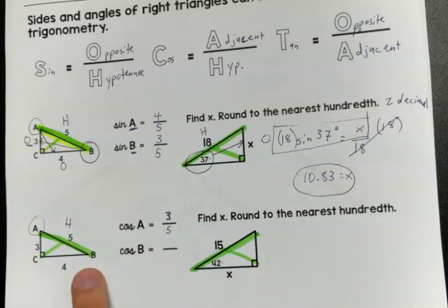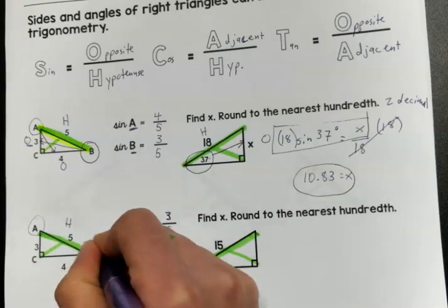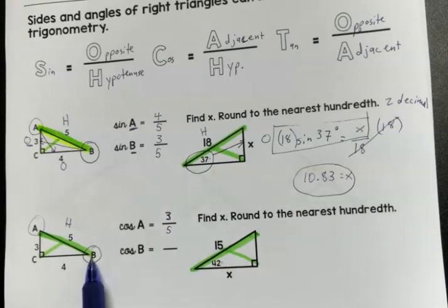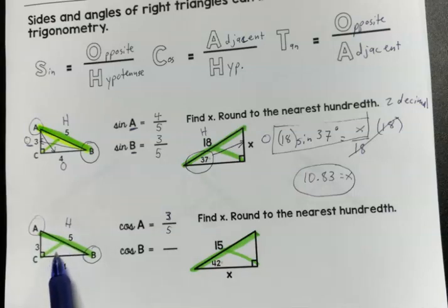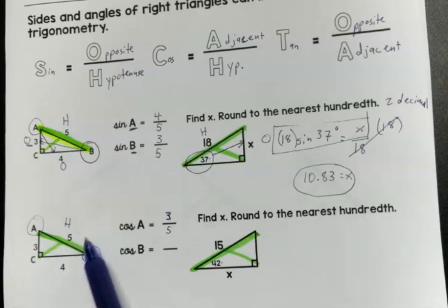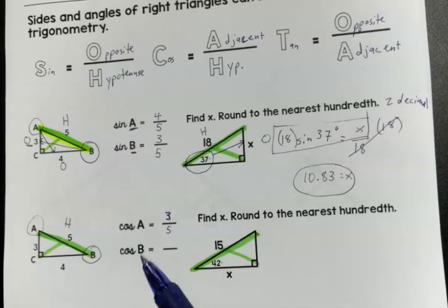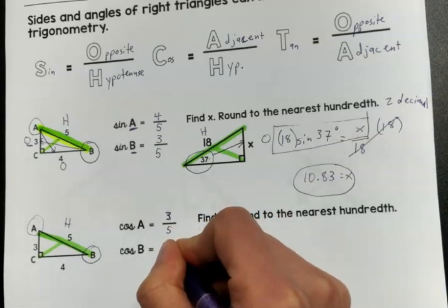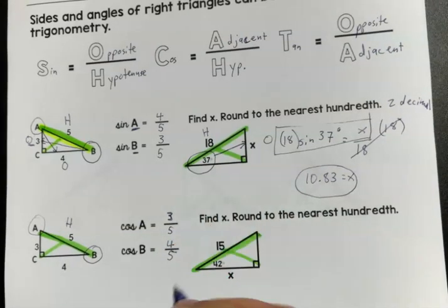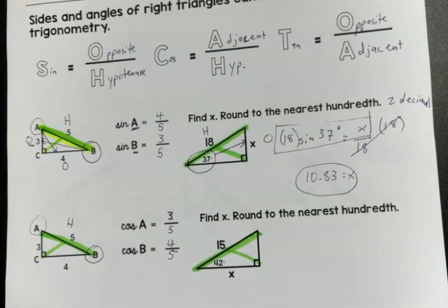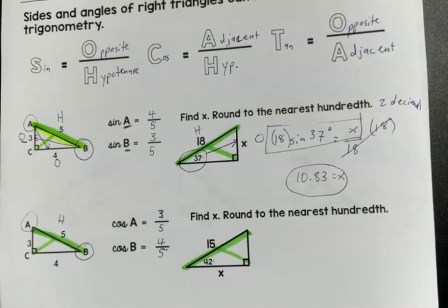Okay? Now cosine of B. Here's my B. What's touching my B? Well, I've got 5 and 4 touching my B. Which one of these is the adjacent side that's not the hypotenuse? Well, this 5 that I put in green is the hypotenuse. I looked at my right angle, opposite was the hypotenuse, right? So this is the hypotenuse that's already taken, so this is the adjacent side that's not the hypotenuse. So 4 over 5. Now let's go ahead and use that in order to actually solve a problem.